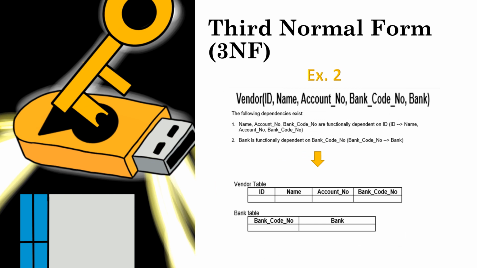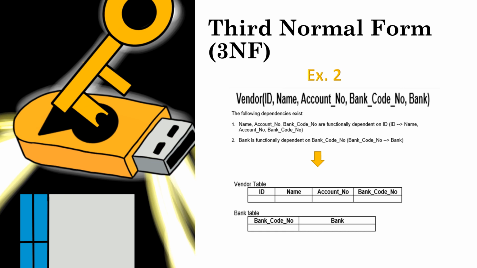In example number 2, a relation is in third normal form if it is in second normal form and no non-prime attribute is transitively dependent on the primary key. The bank uses the following relation. We have the vendor, which consists of the ID, the name, account number, the bank code, and the bank. The following dependencies exist. The name, account number, and bank code number are functionally dependent on the ID.